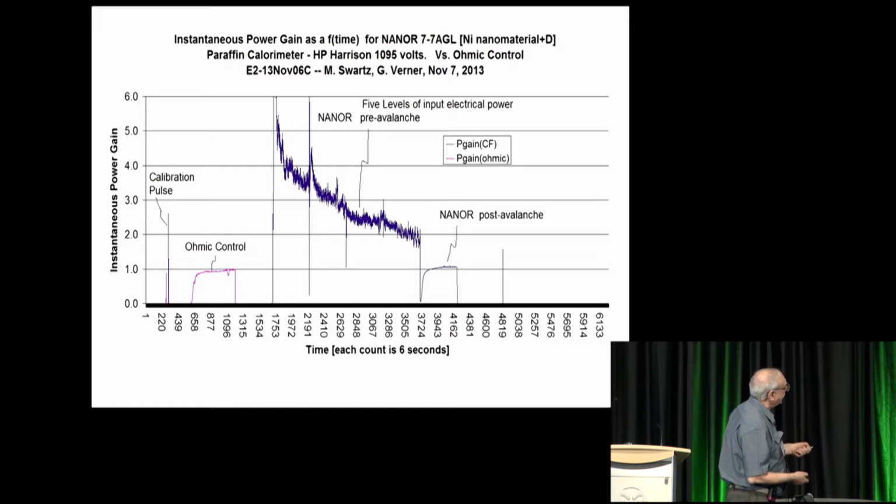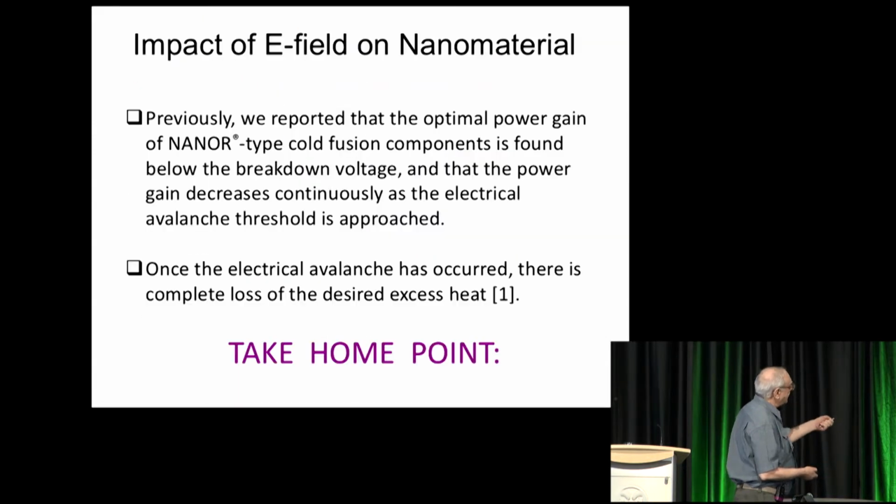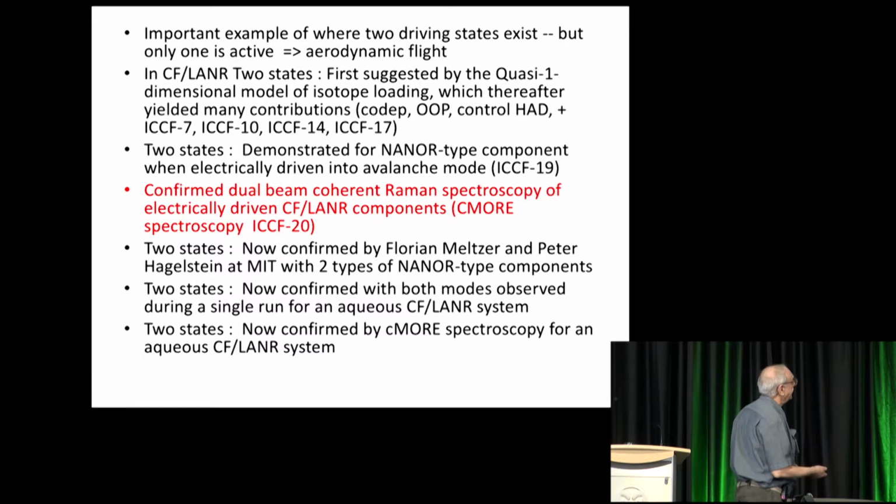And here, if we look at the incremental power gain, I use that instead of COP, but they're almost interchangeable. We start off with a COP or incremental power gain of 6. That's 6 times the electrical input, and it drops down, and once we hit the avalanche, bang, it matches the ohmic control. And that was from the picture I showed at the abstract. So the take-home point of this, if you work with nanomaterials, you must be below the voltage where the avalanche occurs, because if you exceed it, you'll never get excess heat.